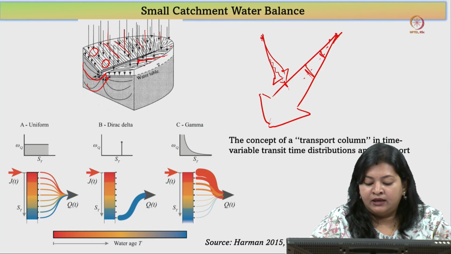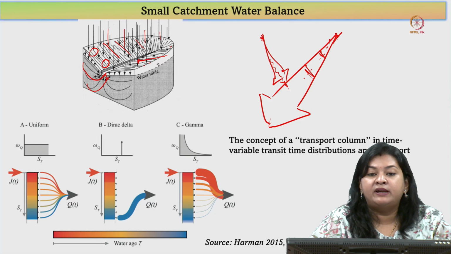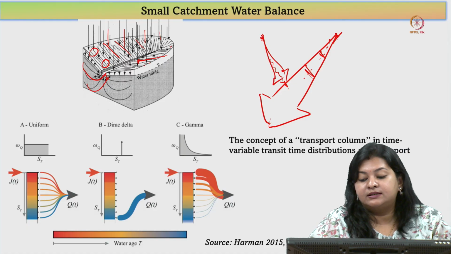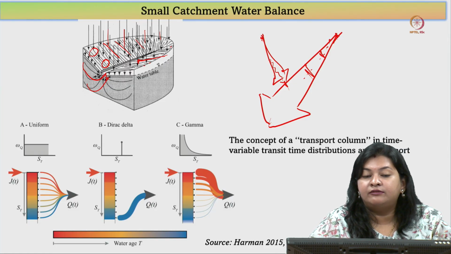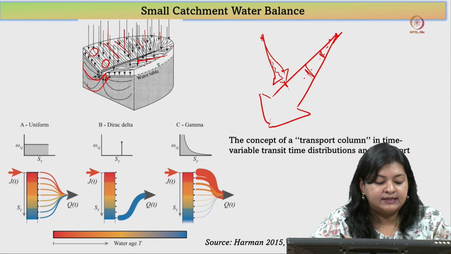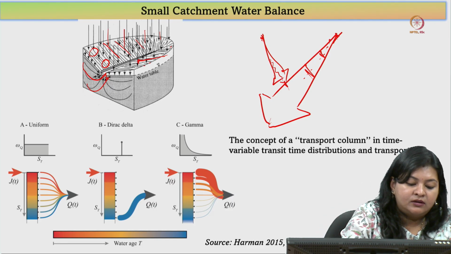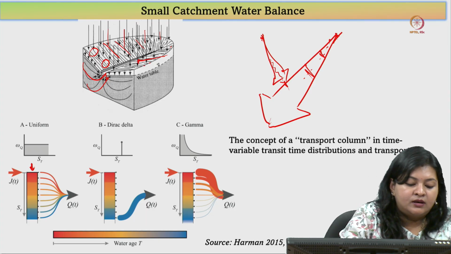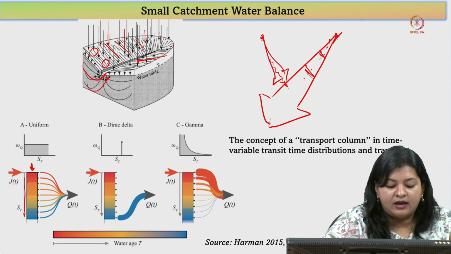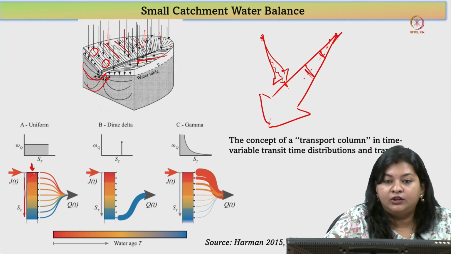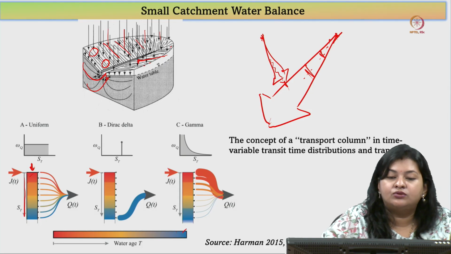You can find an extremely thoughtful paper by Professor C. Harman, published in 2015 in the Water Resources Research journal. If you are interested in more details about transit time and its control on the distribution of solutes in river channels, please go and read this paper. In a gist, if you have a particular event and you are pushing water into the system, this colorful graph shows the water age. The red is the newest water, the new event water, and blue is the oldest water, right.